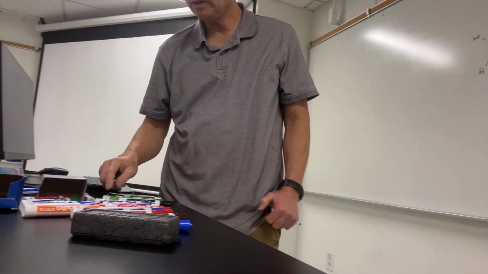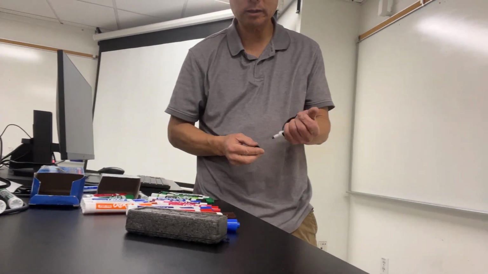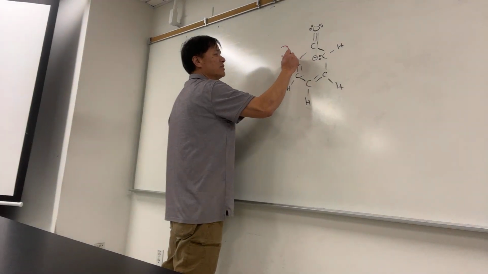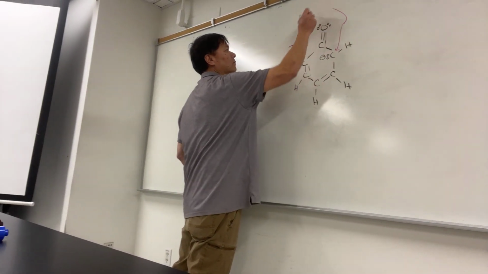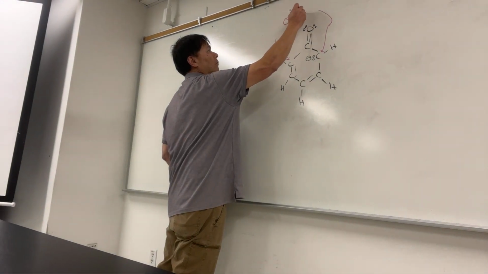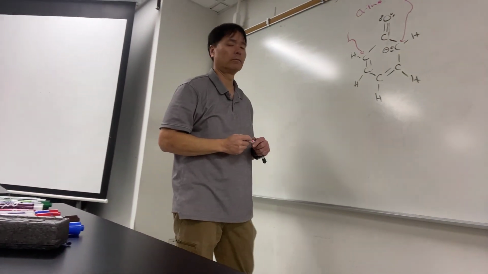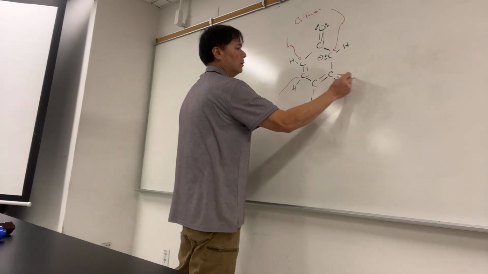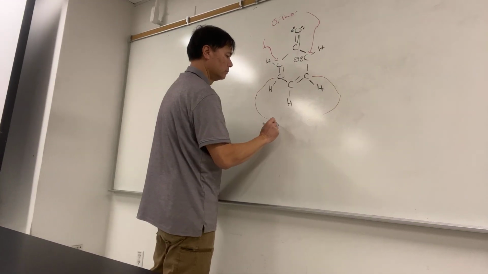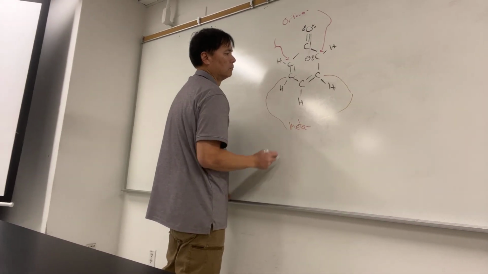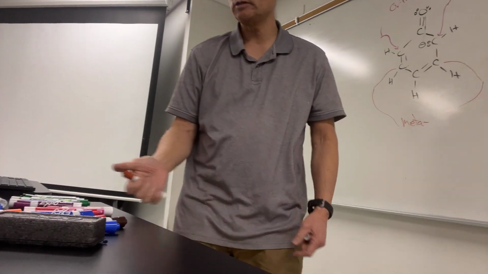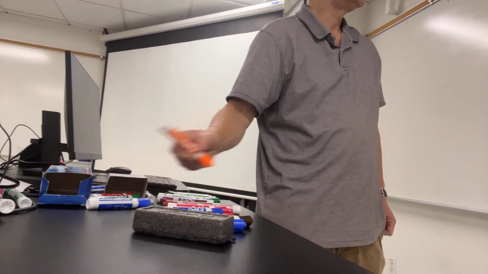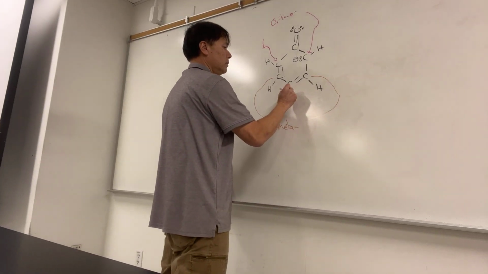We have names for the sites on the carbon here. Let me tell you what the names are. These two carbons are called orthocarbons. And then these two carbons here are called metacarbons, or carbons in the meta position. And then this carbon here is called a para.